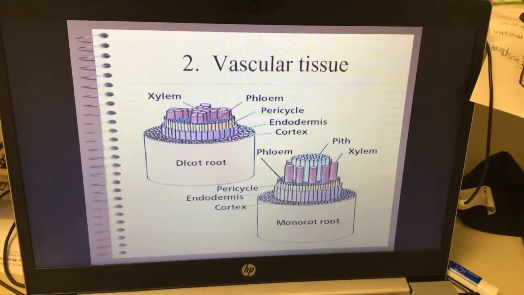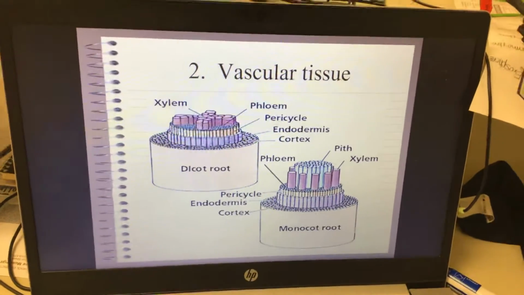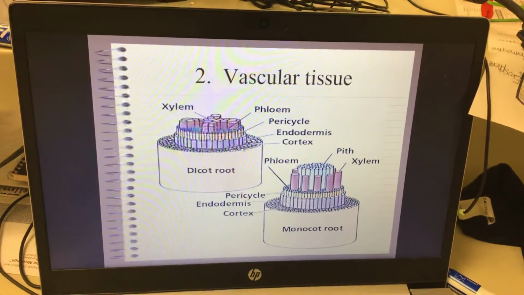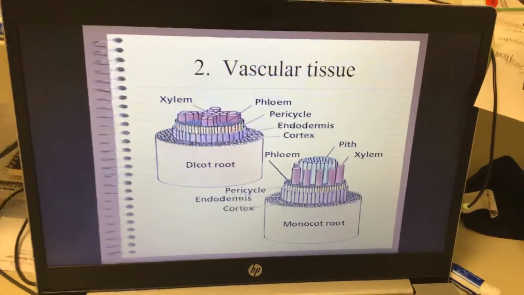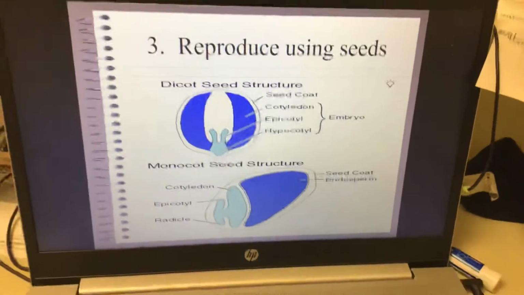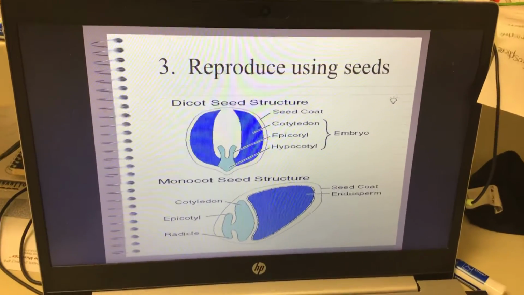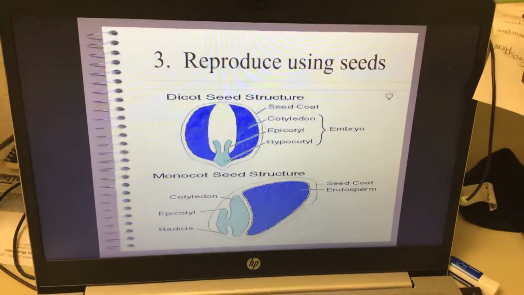They have vascular tissue. They have xylem for water, phloem for nutrients, food. They reproduce using seeds. None of these things are a surprise, but that spore thing is over with now. We're talking seeds.